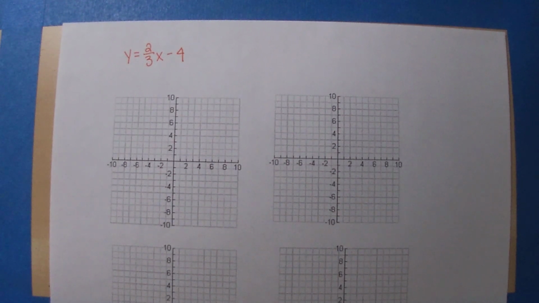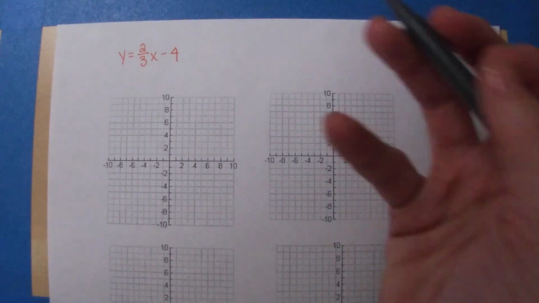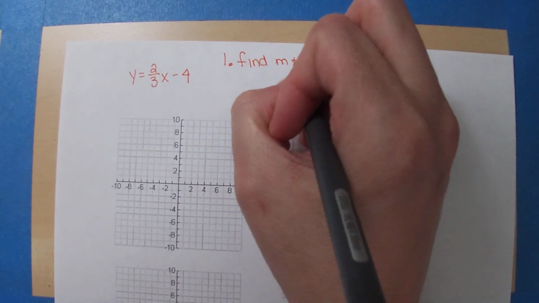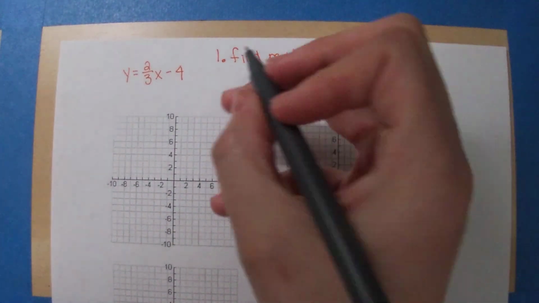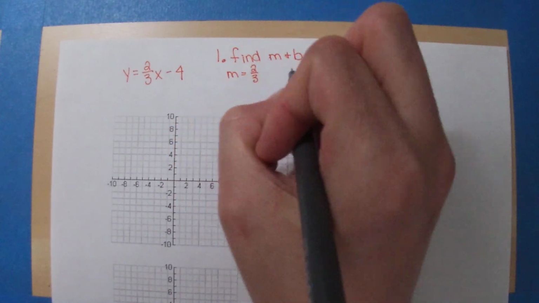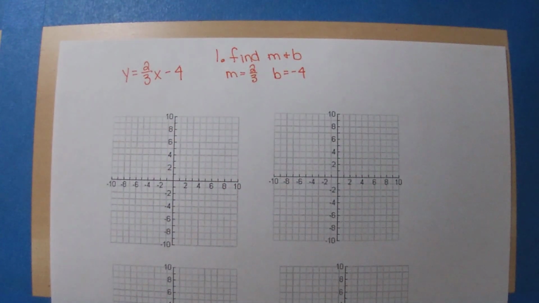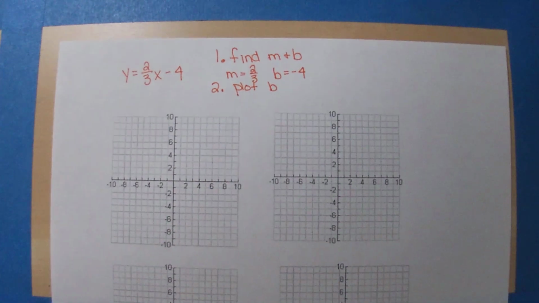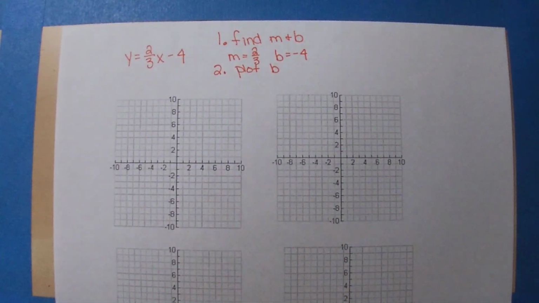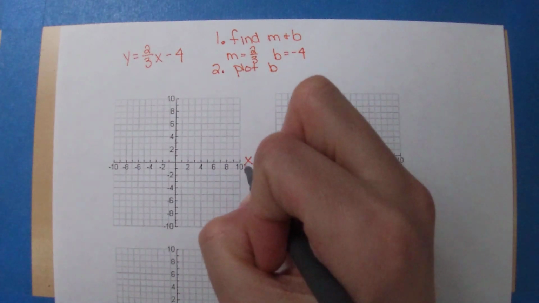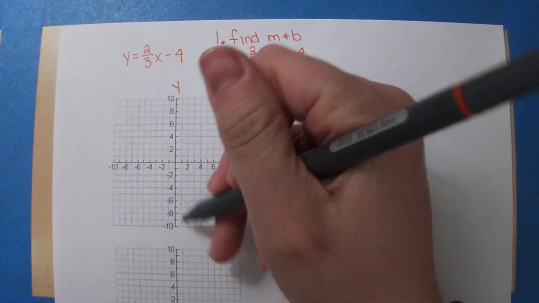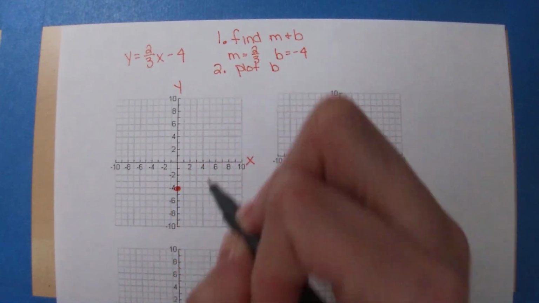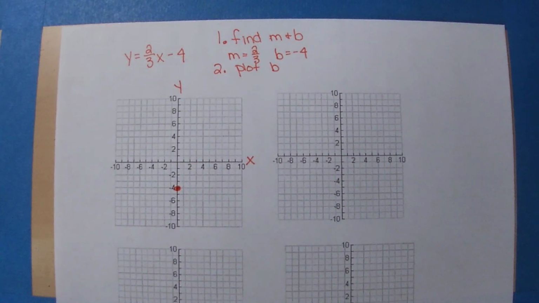When we want to graph in slope-intercept form, the first thing that we are going to do is find m and b, just like we did a few minutes ago. So we'll say that m is 2/3, b is -4. Our second step is to plot b, keeping in mind that b is our y-intercept. So this is our x-axis, and this is our y-axis. B is our y-intercept, so I want to plot -4 on the y-axis.